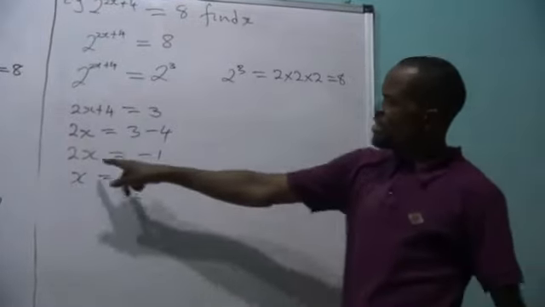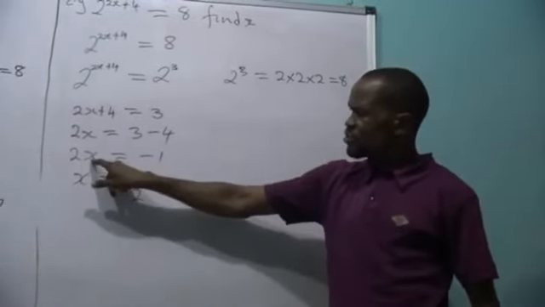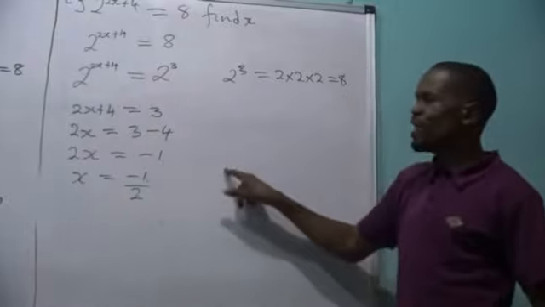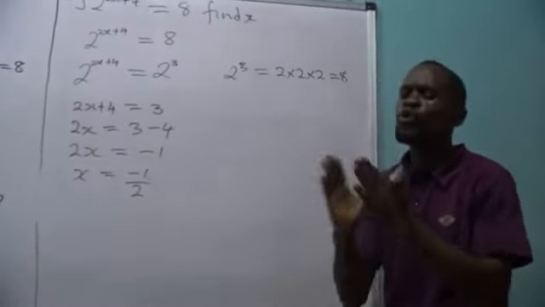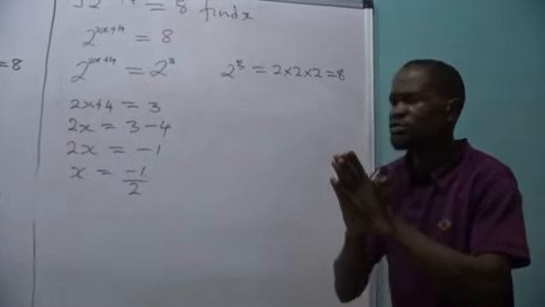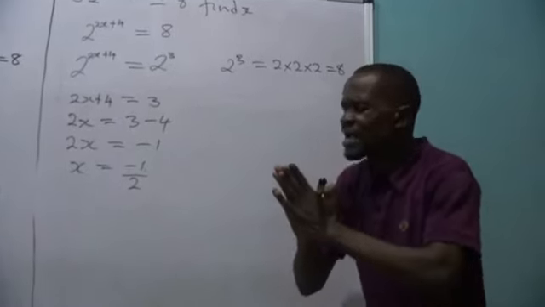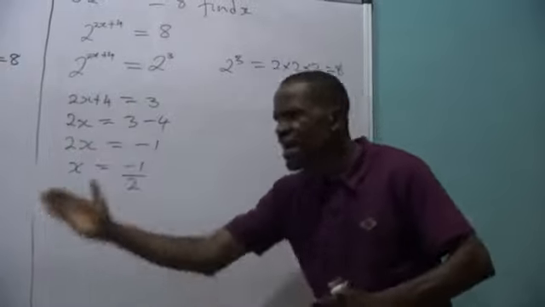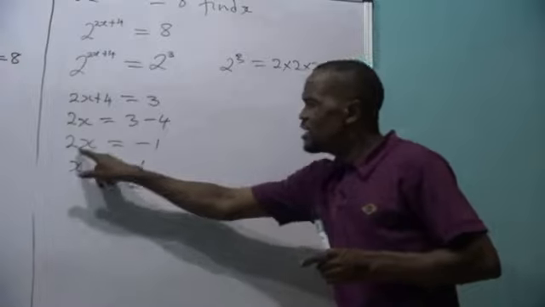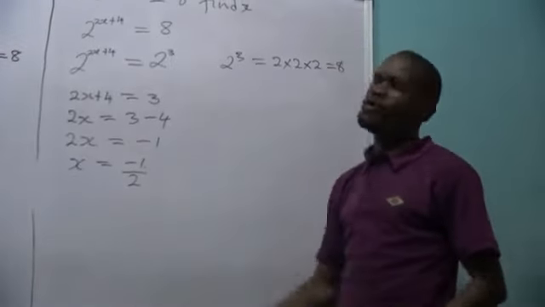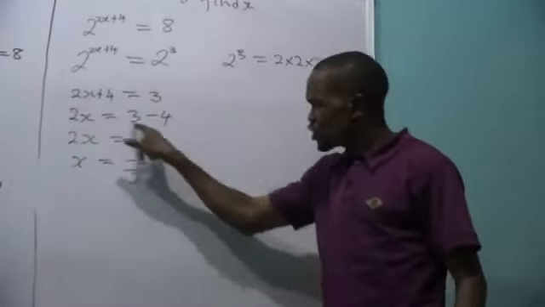How? For me to make this x subject of formula, I have to divide 2 by 2, because this 2 and x are held together by what? Multiplication. The only way I can remove this 2 is to divide by 2. I can't do what I did in this place. I can't say this 2 is crossing over here.